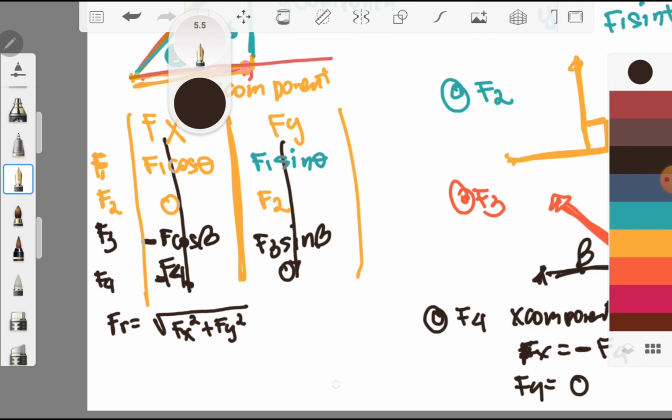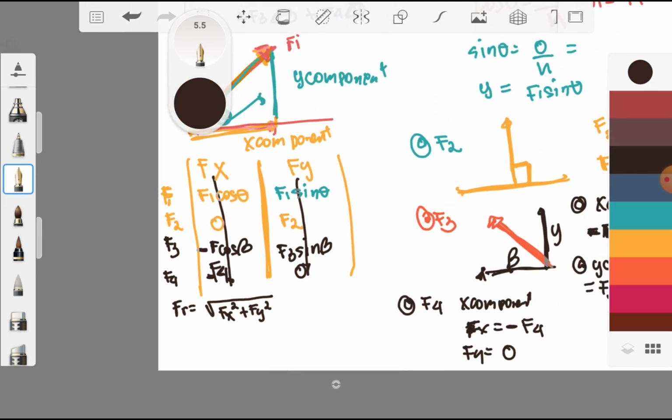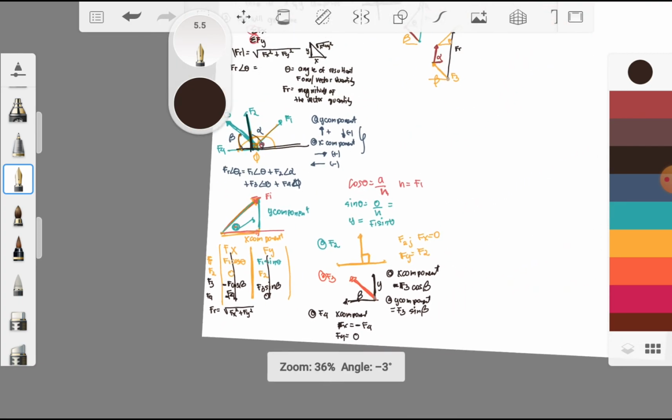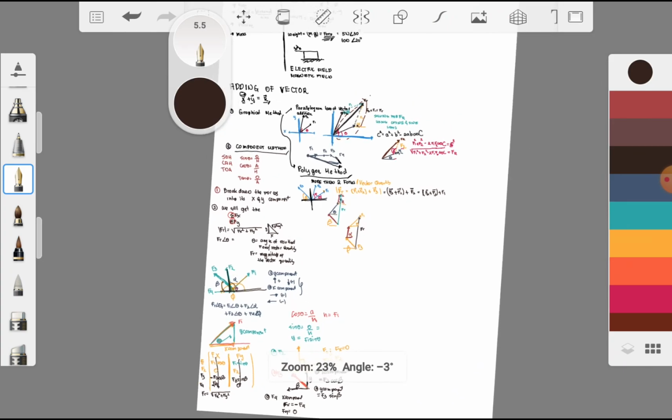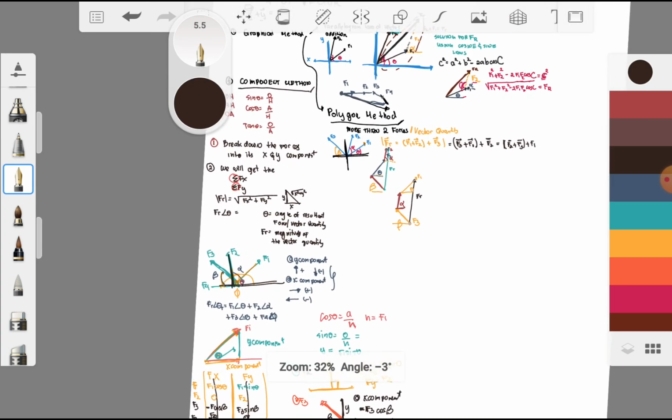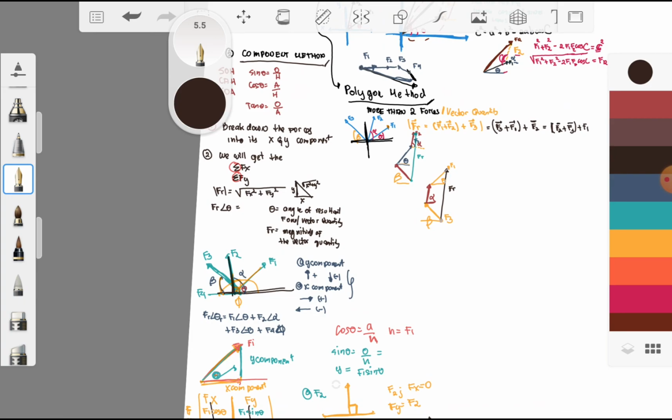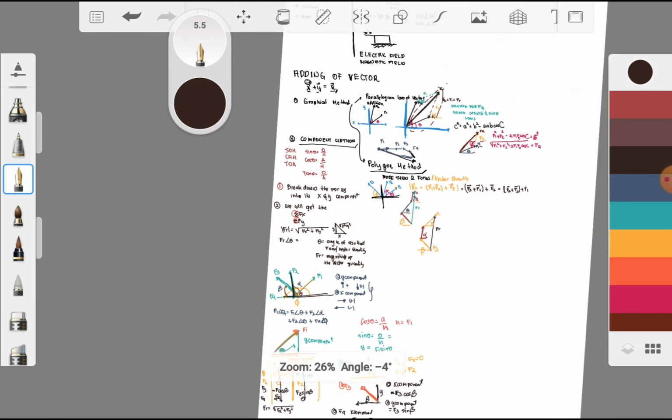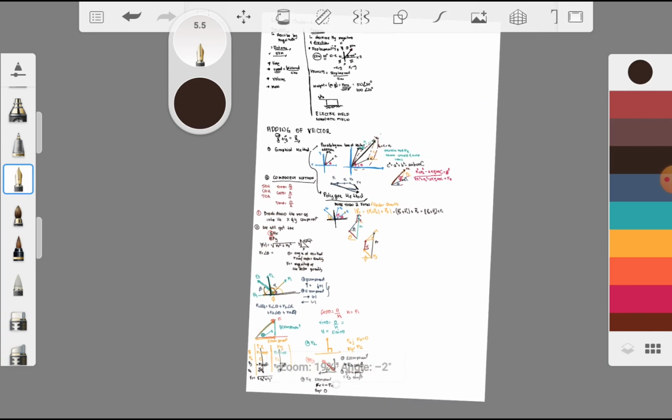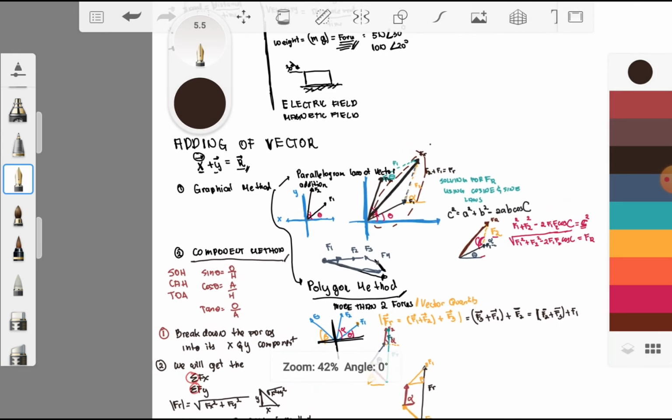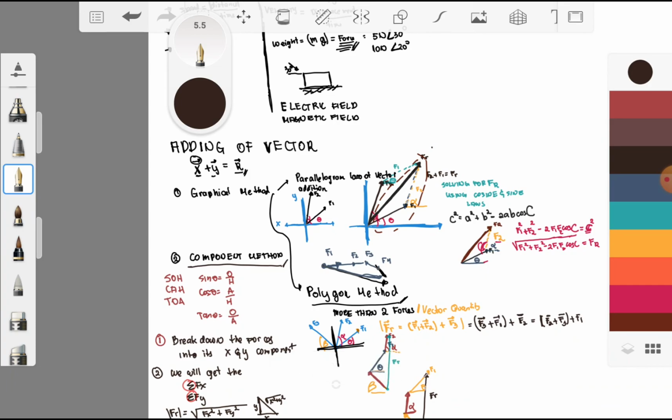So in your example, you can see that it can be directly solved. That is your component method: you break down the forces, and then you add each of the broken-down components of the forces. Your graphical method and your component method will be further explained by using examples.